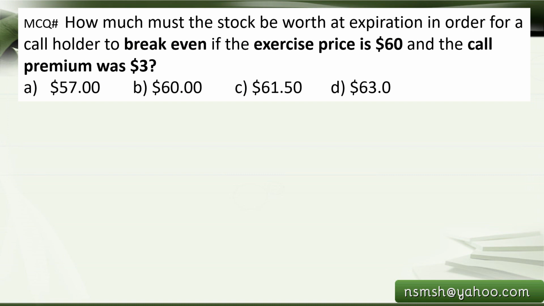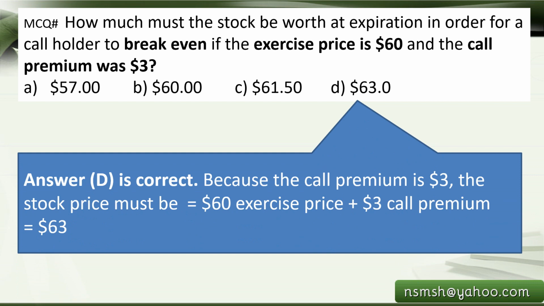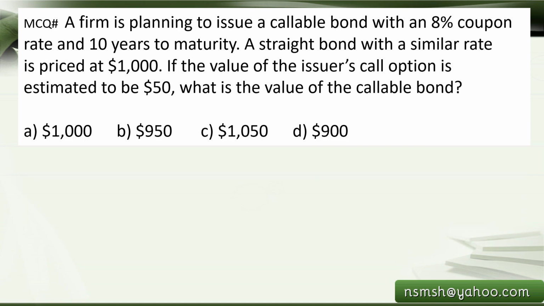How much must the stock be worth at expiration in order for a call holder to break even if the exercise price is $60 and the call premium was $3? Break even means there should be no loss, no gain. So it is a very simple calculation. If we have an exercise price of 60 and the premium is 3, the total value is 63. So $63 is the break even value.